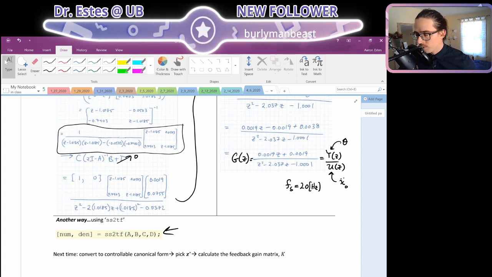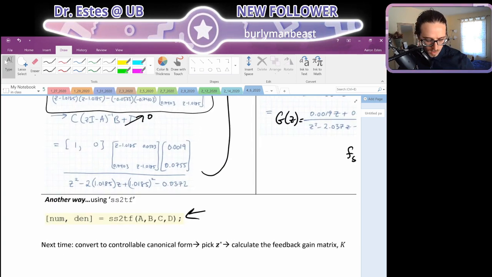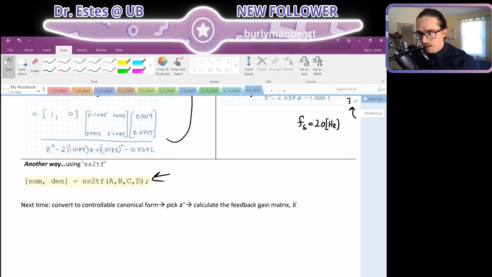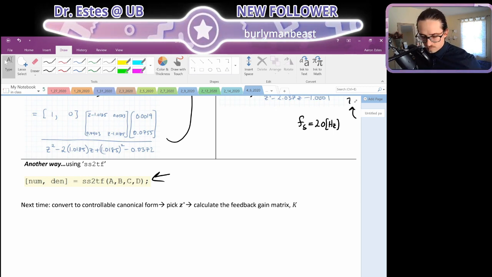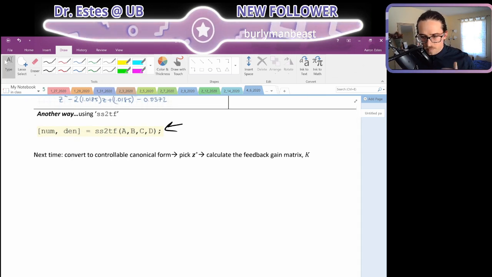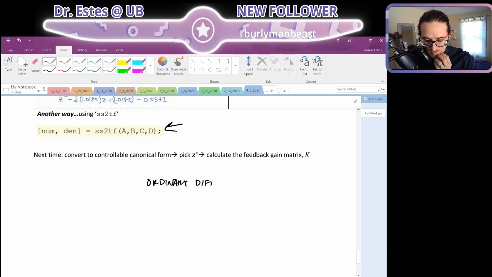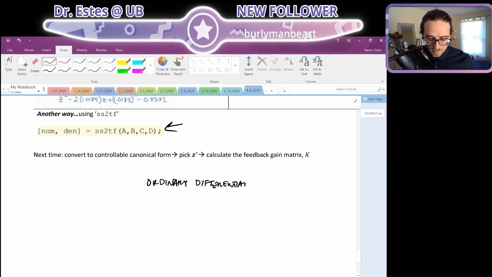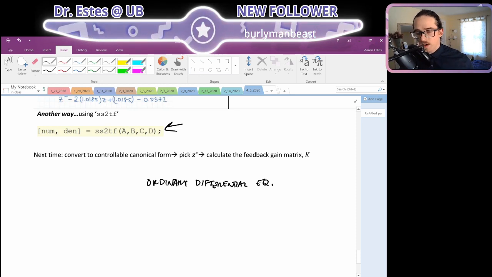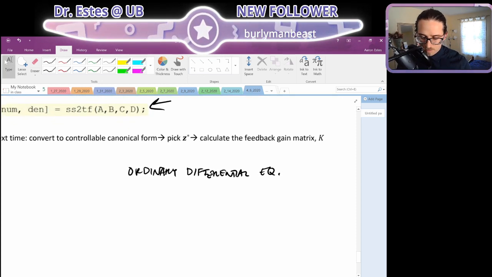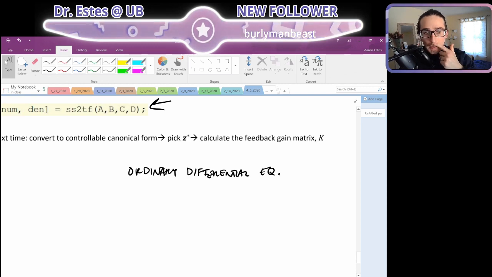We went through a lot of stuff. We're just about running out of time. Let me try to recap real quick with a flow chart. A lot of times when we design digital controllers, you're going to have an ordinary differential equation to start with as your model. And that's like our inverted pendulum second order differential equation.